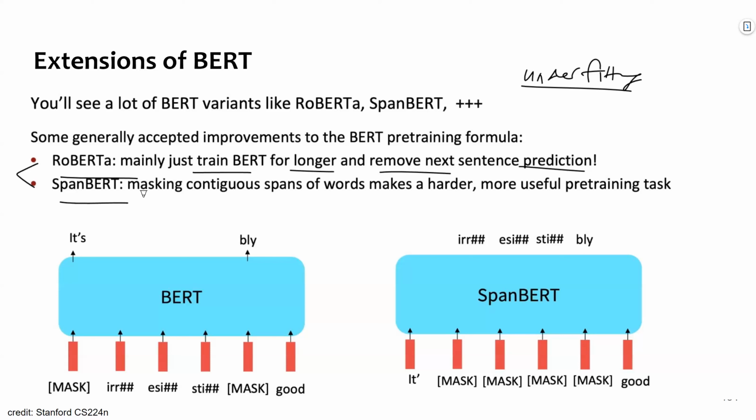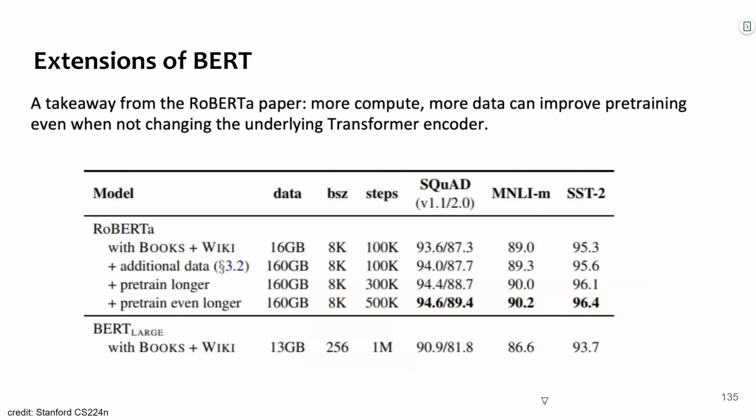And the second paper is SpanBERT, and it figured out that masking contiguous spans of words makes a harder, more useful pre-training task. So rather than masking out random parts like this, it masks out contiguous parts like this. And a takeaway from the RoBERTa paper is more compute and more data can improve pre-training, even when not changing the underlying transformer encoder. Here, as you can see, pre-training longer leads to better performance like this.